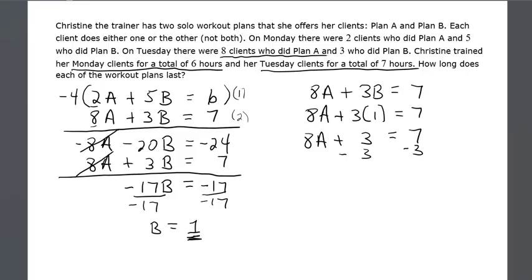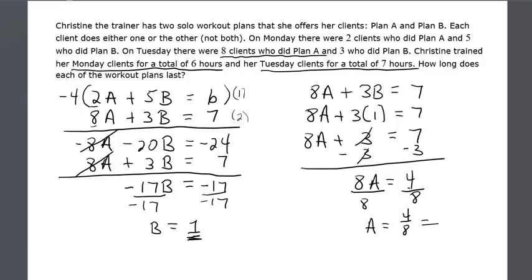We need to isolate the variable. So 8A equals 4, and then we're going to divide by 8. So A would equal 4 over 8, which is the same as 1/2, or half an hour. So it takes Plan A a half hour to complete, and Plan B 1 hour to complete.